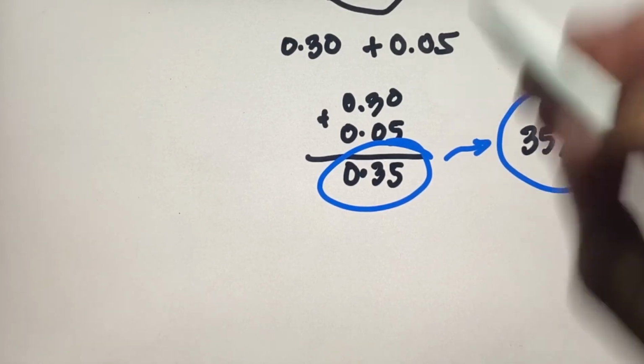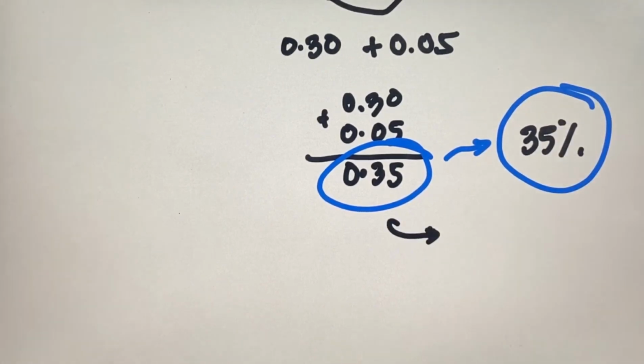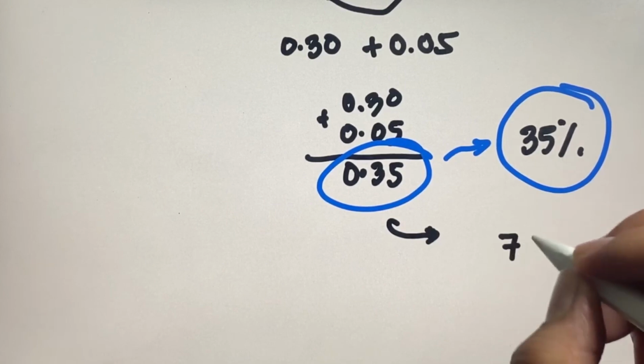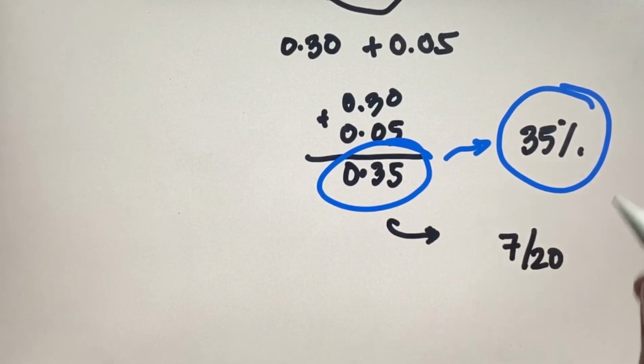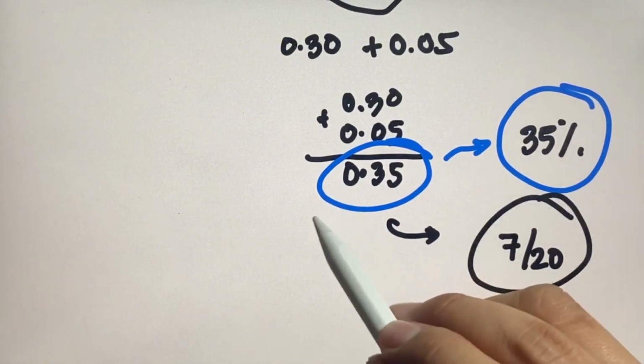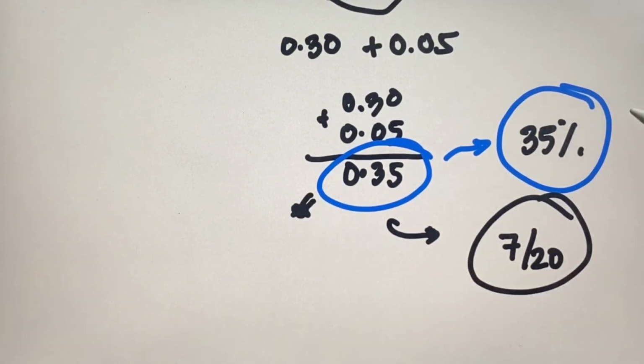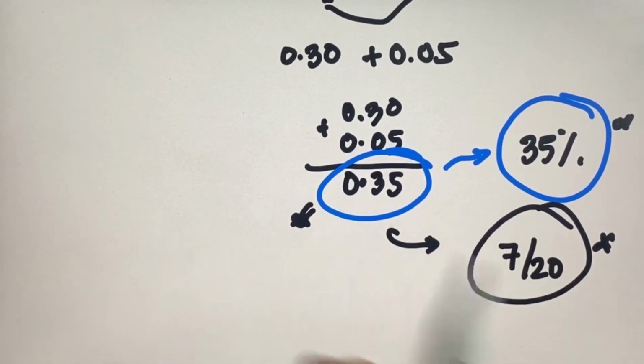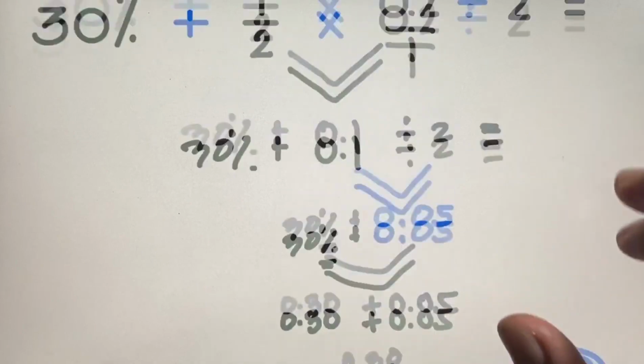You may also convert this one into its fractional form, which is equal to 7 over 20. So the answers could be this one in decimal form, this one in percentage form, or this one in its fractional form. So now we have these answers for this problem.